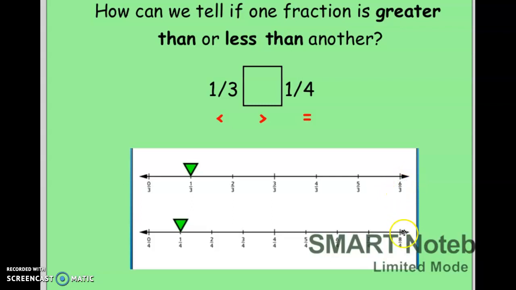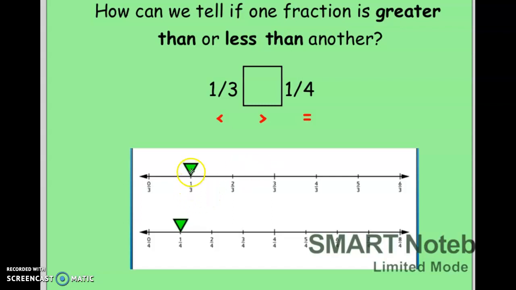Then I have 6/3 and 8/4. This would be 2 wholes on each number line. I double checked to make sure that my number lines are using the same wholes. Now that I know where 0 is and where 1 is as my benchmarks, I can try to compare these. Which one do you think is greater, 1/3 or 1/4?